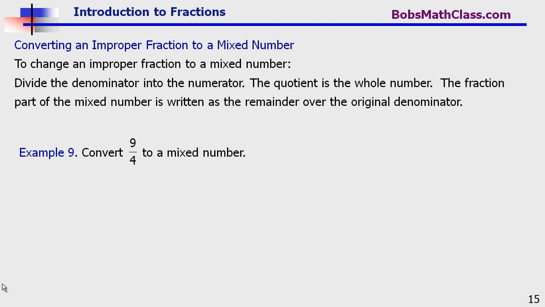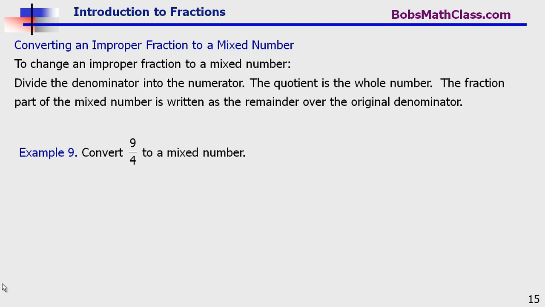Converting an improper fraction to a mixed number. To change an improper fraction to a mixed number, divide the denominator into the numerator. The quotient is a whole number. The fraction part of the mixed number is written as the remainder over the original denominator. Remember, at any time you might want to pause the video, write down the notes, and then come back when you're ready.